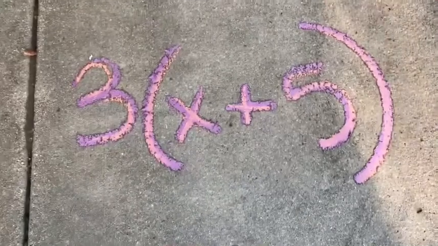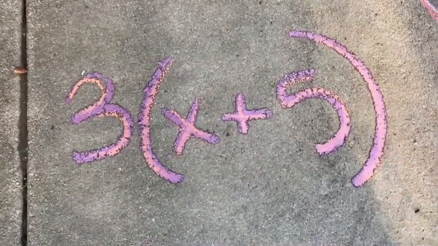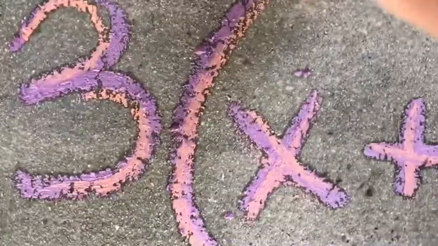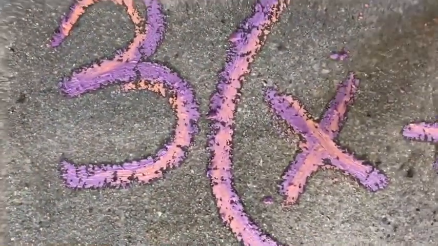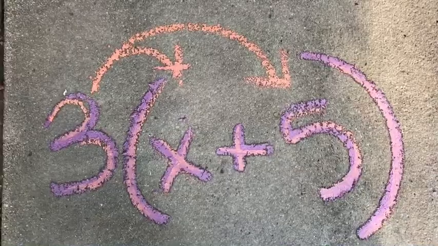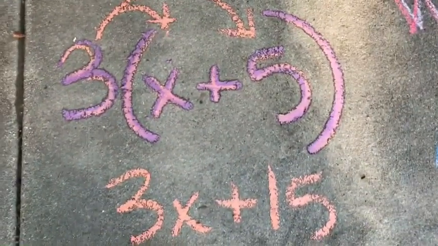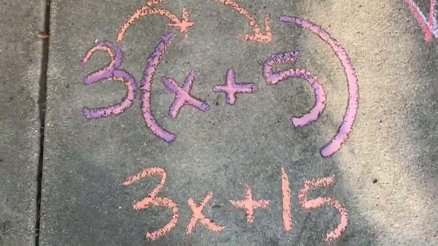And we can't forget the distributive property. If we have 3 times the quantity x plus 5, then we will take 3 times x and 3 times 5, and that will give us 3x plus 15.